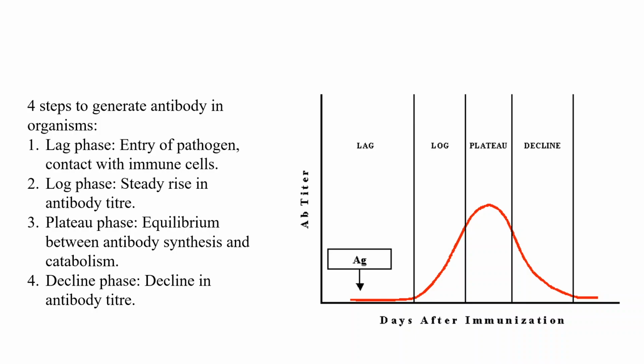Then starts the decline phase where the antibody titer starts decreasing again, because now the body has fought the pathogen and does not need antibodies against it, and it starts decreasing in the bloodstream, in the serum.